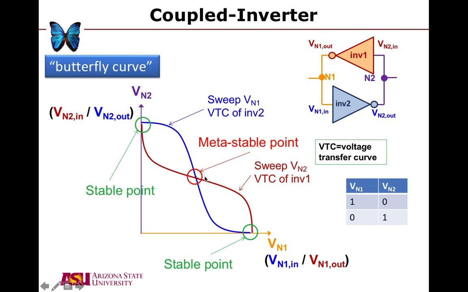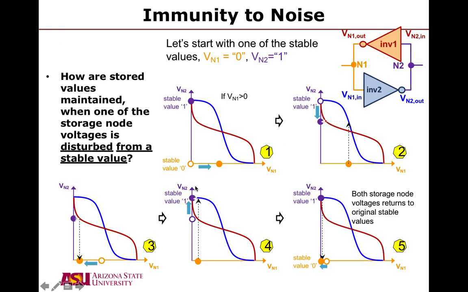If we're in the middle region where we have our steep curves, this is called the metastable point. And just like when we look at a single inverter, we don't want to operate in this area. This is the unknown region. It's a steep slope. We may get the 0, we may get the 1, we're not sure. So we try to stay out of the metastable point. Now, what's nice about a latching functionality is its immunity to noise.